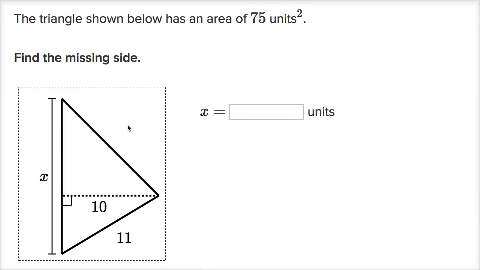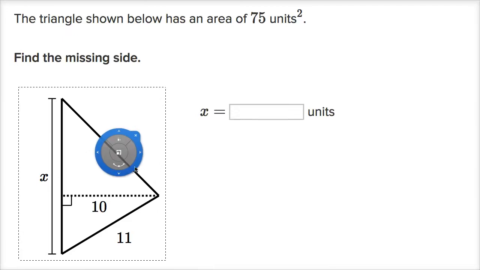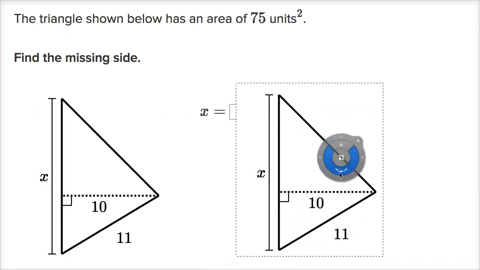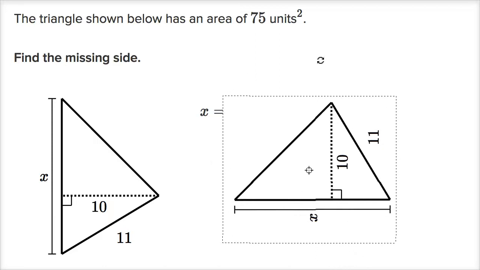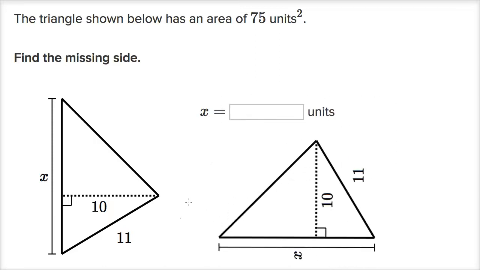So let me copy and let me paste it. So if I move it here, but I'm going to rotate it. That is our rotated triangle. And now it might be a little bit clearer what we're talking about. This length x that we want to figure out, this is our base. And they give us our height, and they give us our area.